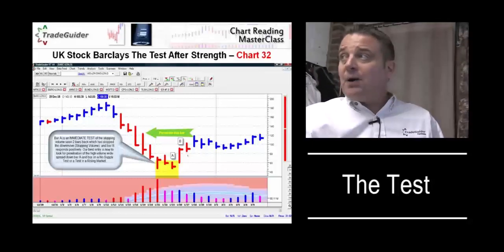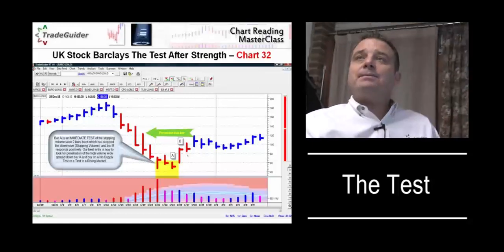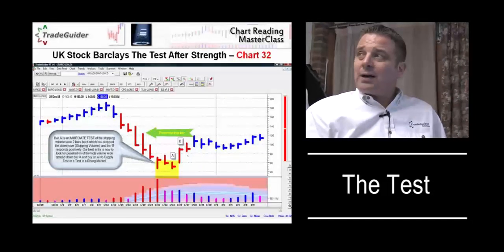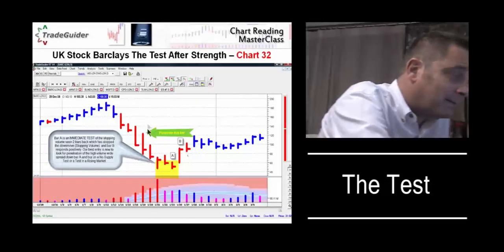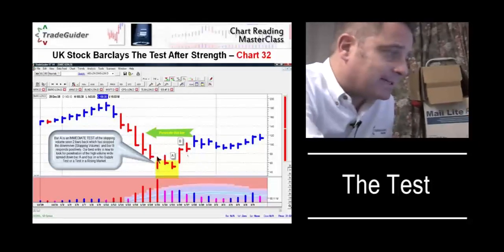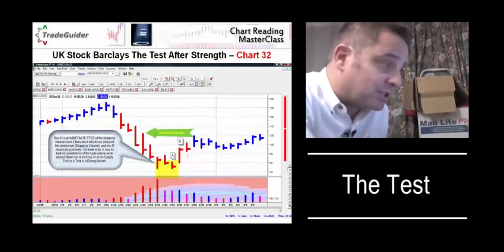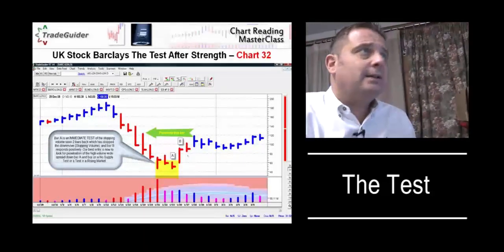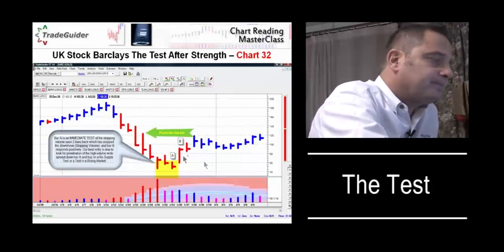You're going to get what we call the perfect setup, and then there's sometimes when you've got to use your thought process as a human, and say, well, does that look like a test? But here, tests come in different varieties. This one here is an immediate test of this massive buying, and it just takes off. Barclays went up a long way, didn't it? About 150 to 200%. I think it went up something like 380, something like that.